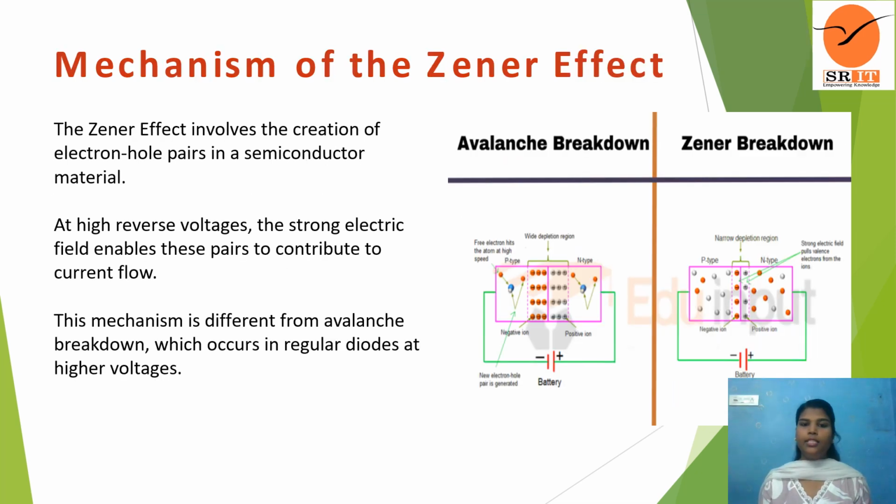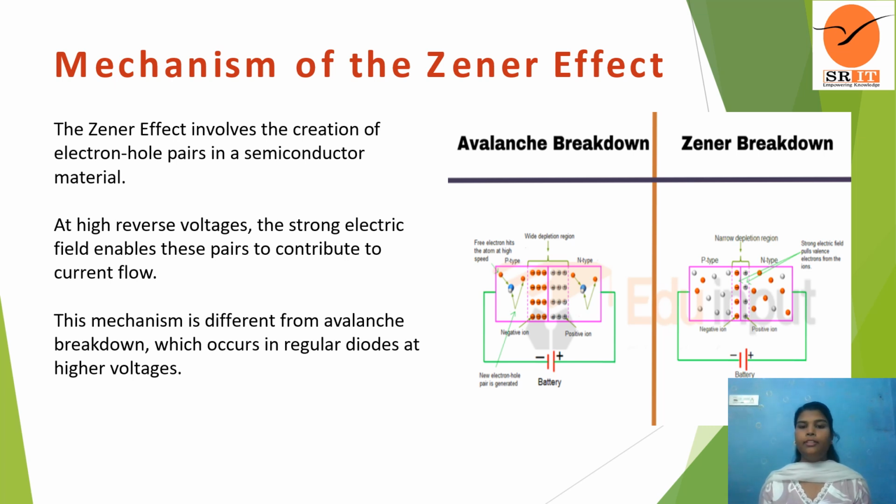The mechanism of the Zener effect. The Zener effect involves the creation of electron-hole pairs in a semiconductor material at high reverse voltage. The strong electric field enables these pairs to contribute to current flow. This mechanism is different from avalanche breakdown, which occurs in regular diodes at higher voltages.